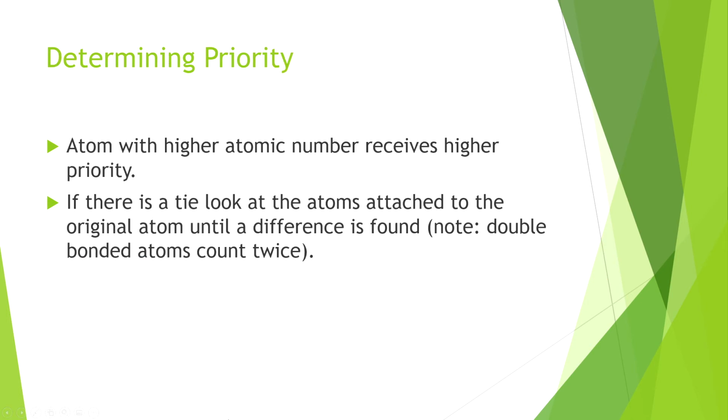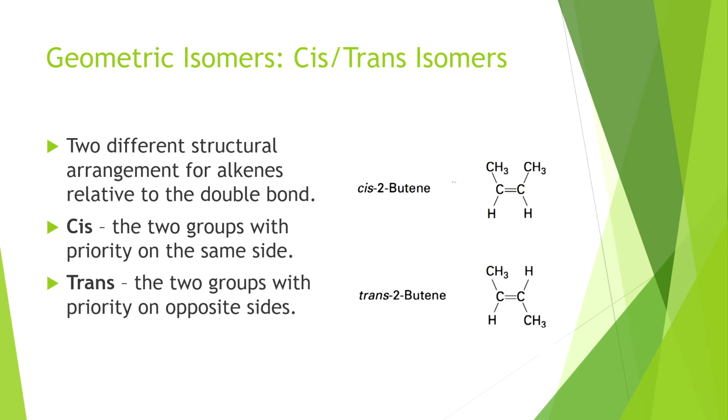So how do we determine priority? Well, the first rule is the atom with higher atomic number receives higher priority. If we go back here, we can see that out of the two groups connected to this carbon, one is connected by the carbon and one is connected by hydrogen. We know that the carbon has a higher atomic number than hydrogen, so we know that in the cis-2-butene case, these two groups are of higher priority, and in the trans-2-butene, these two groups are of higher priority.